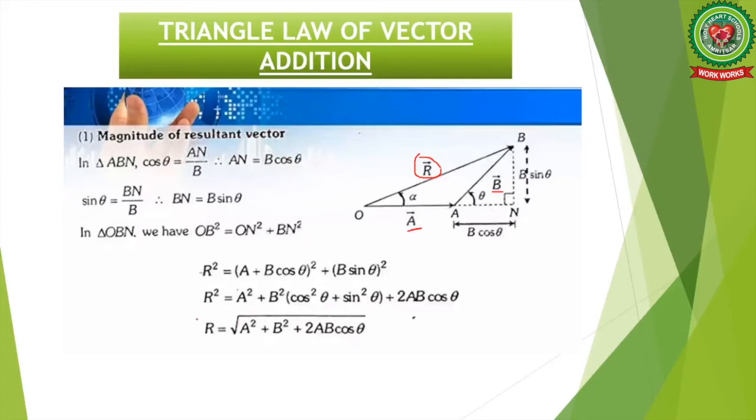Otherwise, you only have to learn the result, how you can find the magnitude of the resultant of these vectors. Remember, it is the square root of A square plus B square plus 2AB cos theta. This is the resultant of these two vectors A and B. You have to use this formula when you have to add two vectors. Alright.